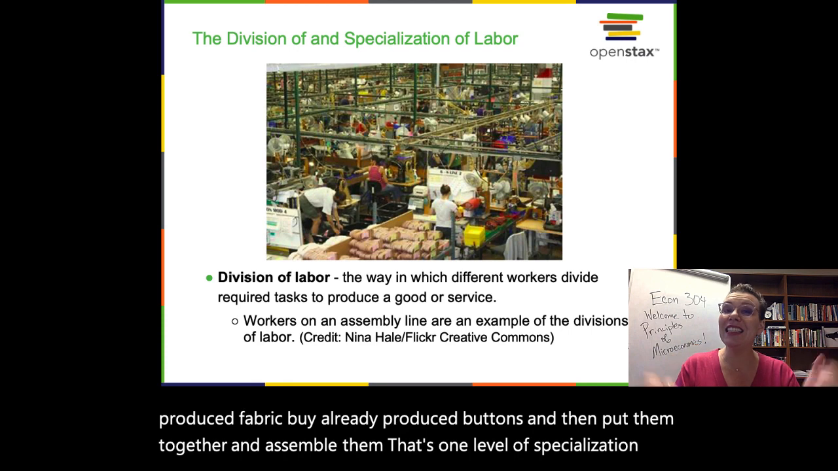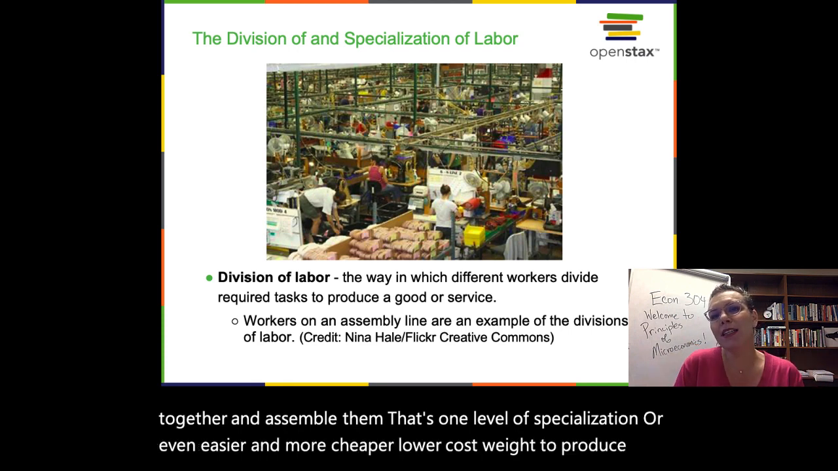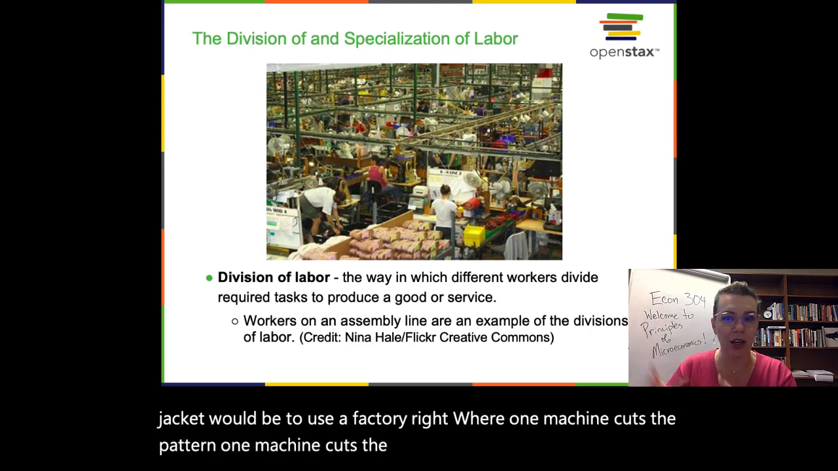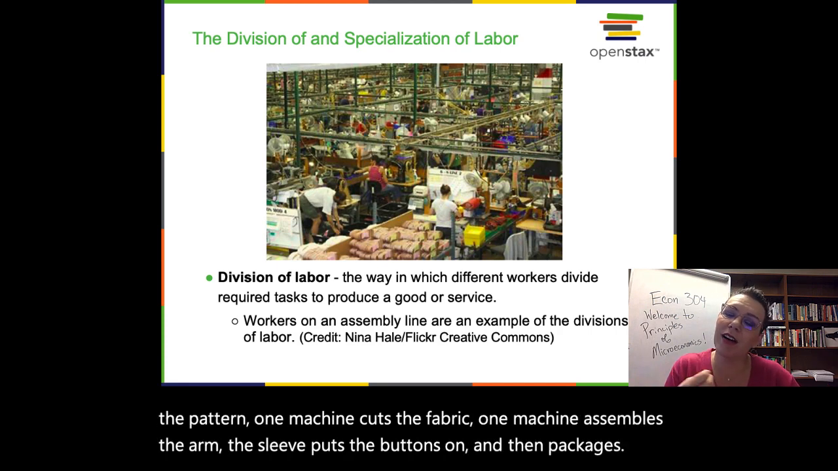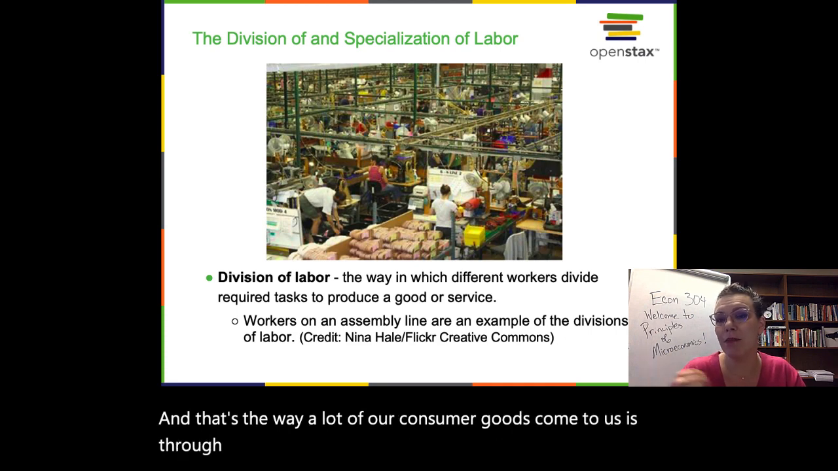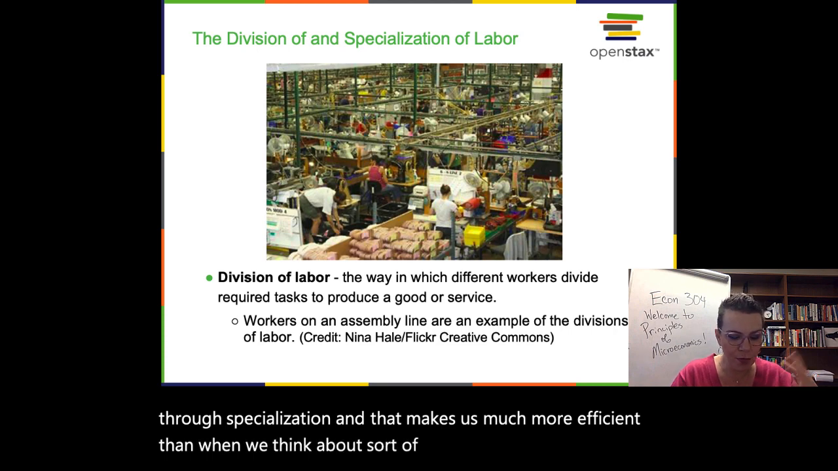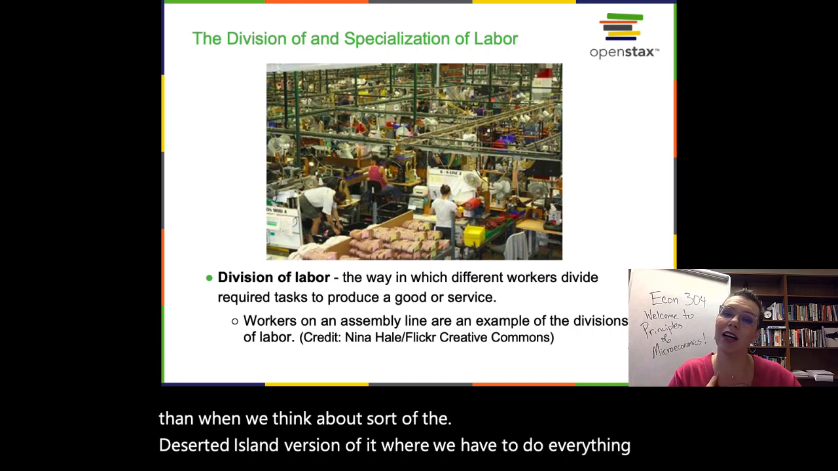Or even easier and cheaper, a lower cost way to produce that jacket would be to use a factory, right? Where one machine cuts the pattern, one machine cuts the fabric, one machine assembles the arm, the sleeve, puts the buttons on, and then packages it. And that's the way a lot of our consumer goods come to us, through specialization. And that makes us much more efficient than the deserted island version of it, where we have to do everything ourselves. That's a lot less efficient.